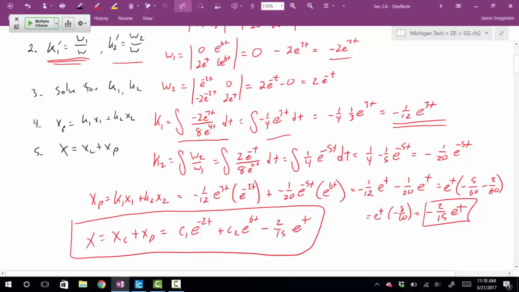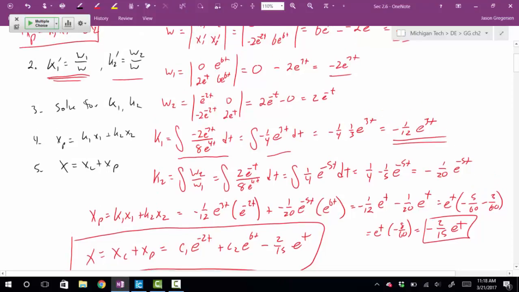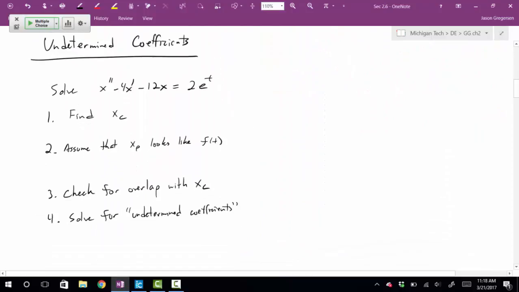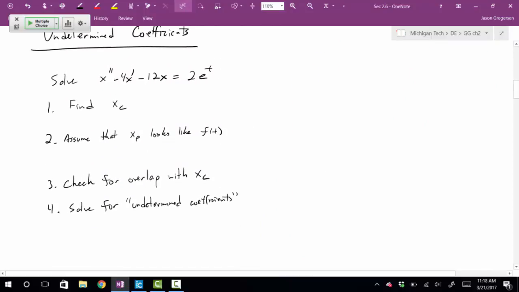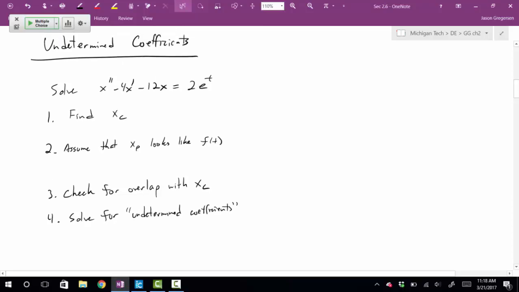But do we have to go through this long process? Not necessarily, right? We do have another technique. This is the same problem here. Can we apply undetermined coefficients? This is the process we talked about last time. And the first question is really, can we apply this technique to this problem?